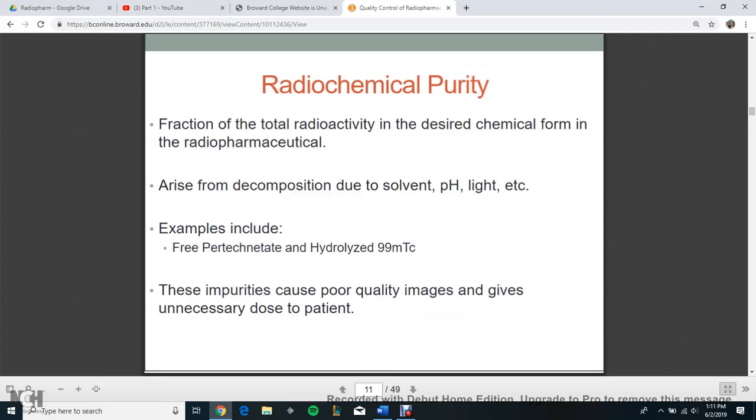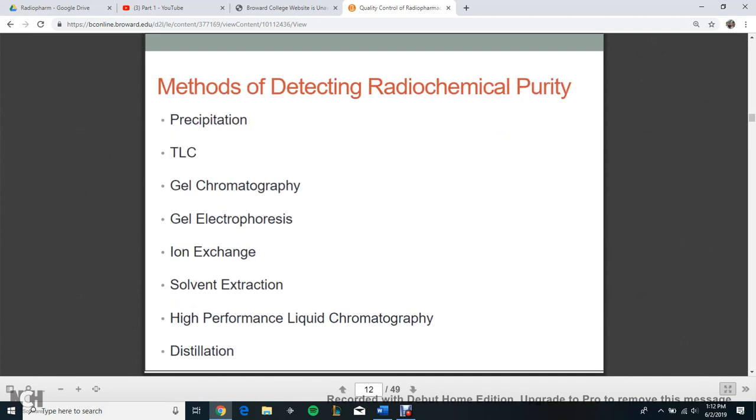Radiochemical purity. The fraction of the total radioactivity that is in the desired chemical form in the radiopharmaceutical. Impurities arise from decomposition due to solvent, pH, light, and so on. Examples include free pertechnetate and hydrolyzed technetium-99m. These impurities cause poor quality images and give unnecessary dose to the patient.